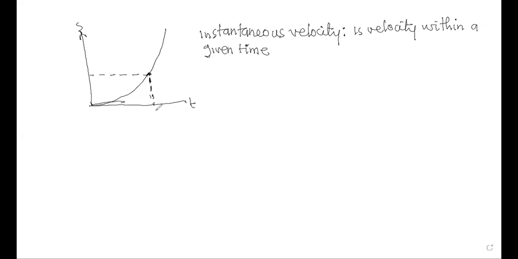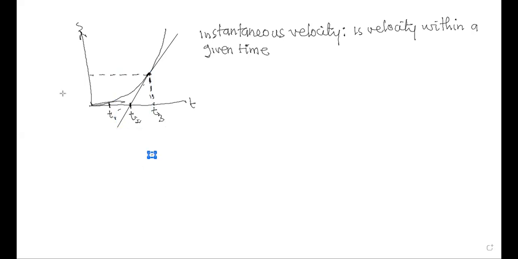So maybe this is T1, this is T2, then this is T3, meaning we are determining the velocity within the time T3. Now, how do we do this? We do this by drawing a tangent to the curve. There's a tangent through the time that is required.